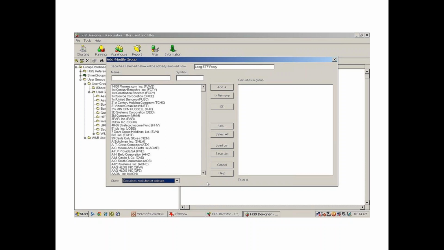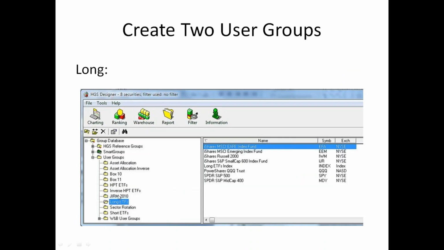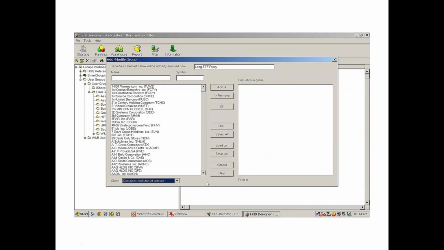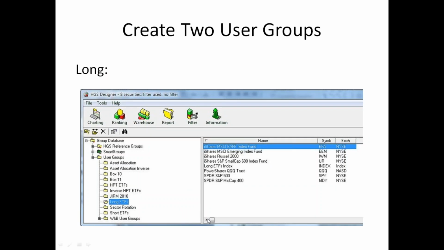For the long side, you can see here I named a new group, Long ETFs, and then I added the long ETFs that I showed in the previous slide. Once that's done, you click OK, and HGSI will ask you if you want to create an index, and you want to say yes. And you see that right here, Long ETFs Index.